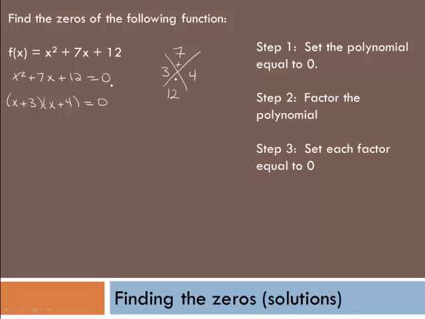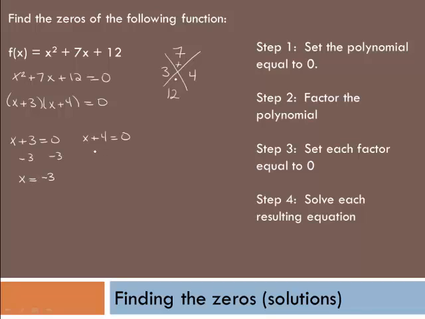The next step is to set each of the factors equal to 0. So x plus 3 is equal to 0, x plus 4 is equal to 0. And then we solve each resulting equation. So I'll subtract 3 from both sides to get x is equal to negative 3. I will subtract 4 from both sides to get x is equal to negative 4. And my solutions are negative 3 and negative 4. Now you'll notice I'm using braces and not parentheses. And that is because this is not a coordinate pair, this is a solution set.